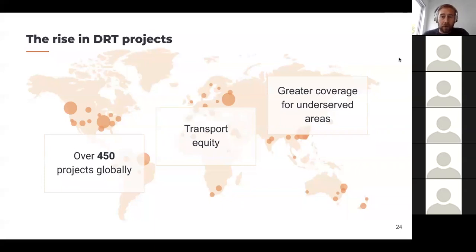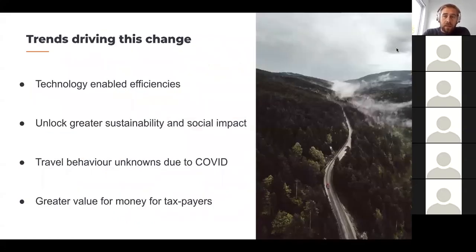There's still many areas around the world where DRT technology can benefit the local communities and the local passengers. And so I think we will see more and more integration of DRT into the public transport network in the years to come. Next slide, please.